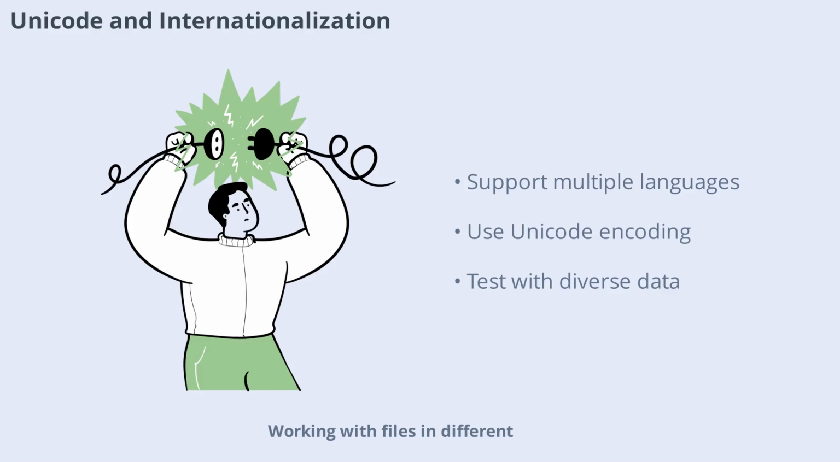Working with files in different languages requires careful handling of encodings. Python's support for Unicode makes it possible to read and write files in any language. Always specify the correct encoding and test with diverse data to ensure your applications are truly international.